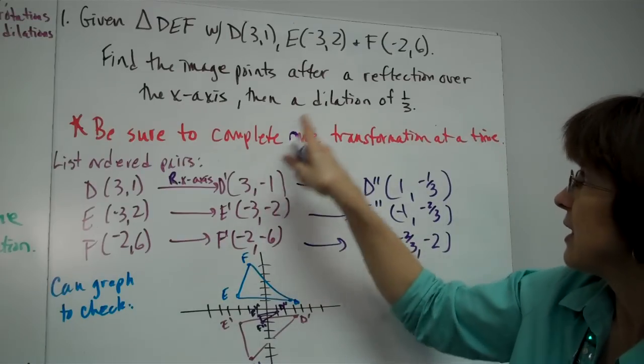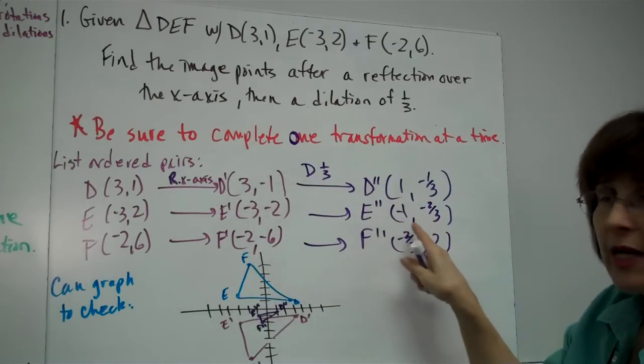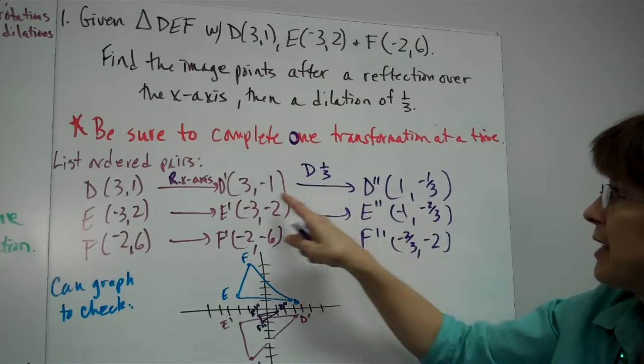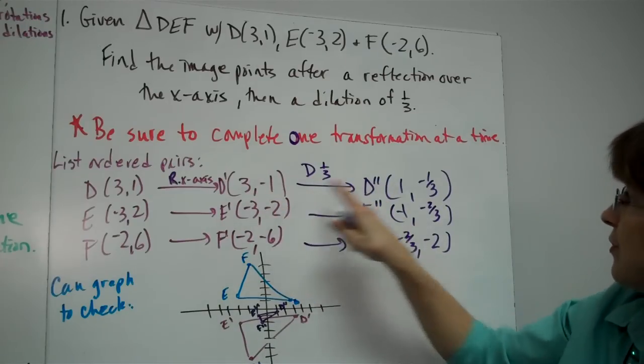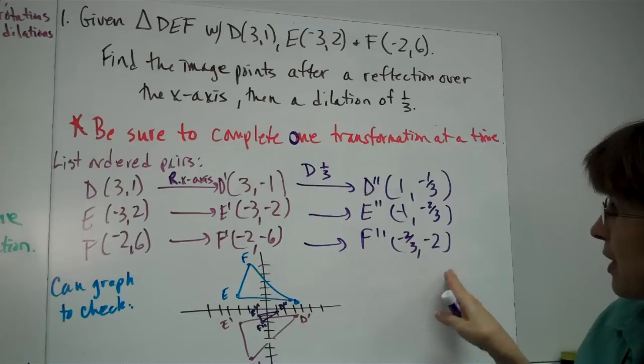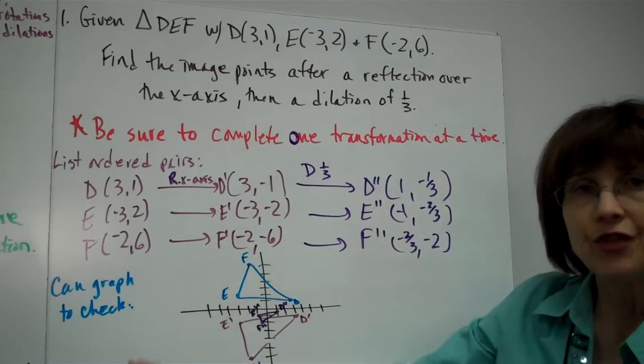Then it said to do a dilation of 1/3. Then you go one more step. I put D 1/3 to remind me of what I'm doing. And I dilate it, I just multiply everything by 1/3. So 3 divided by 3 is 1. -1 divided by 3 is -1/3. I did that throughout all the points. And then I graphed to check.